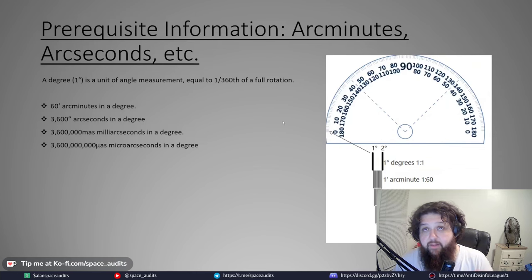So when they measure something in the sky in arc seconds, what they're talking about is how far it's moved in degrees in the sky, right? And they time that and come up with how fast it moves. Essentially.